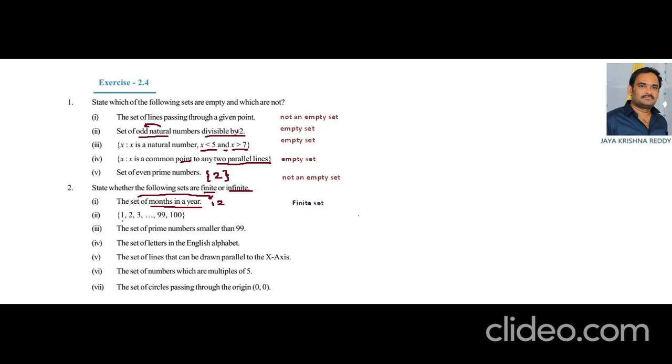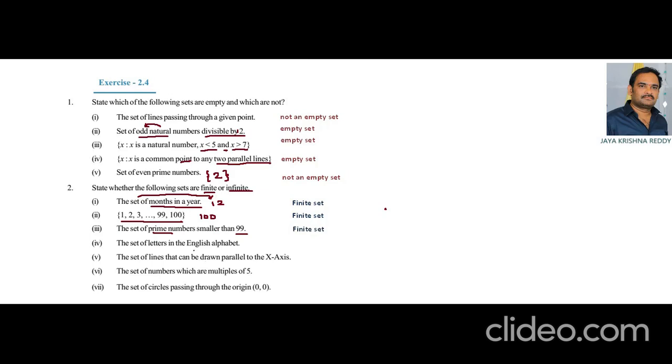And second one, the set having elements 1, 2, 3 and so on up to 99 and 100. That means this set has 100 elements. 100 is a countable number. So this is a finite set. Third one, the set of prime numbers smaller than 99. That means the total number of prime numbers smaller than 99 is also less than 99 only. So it is also countable. So this is a finite set.